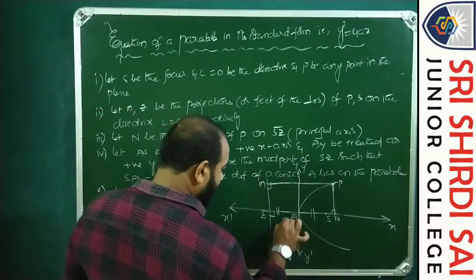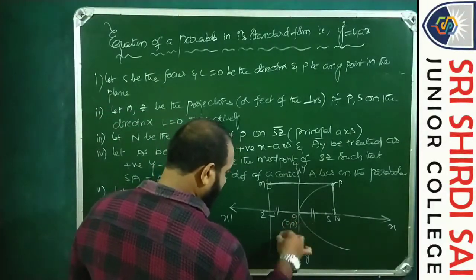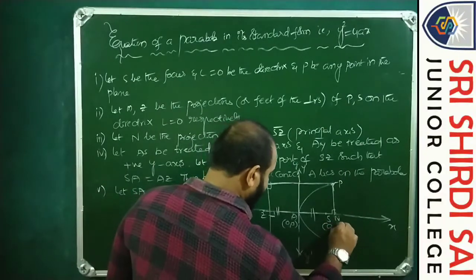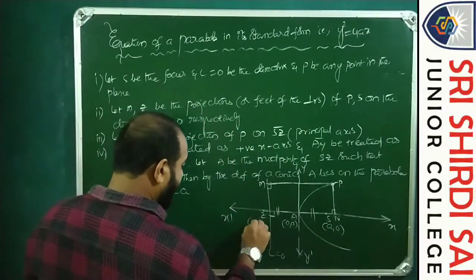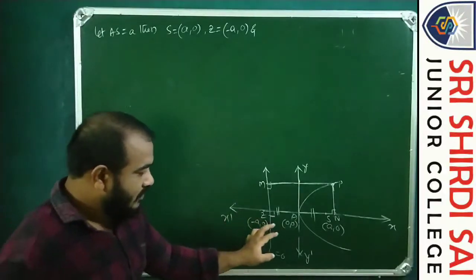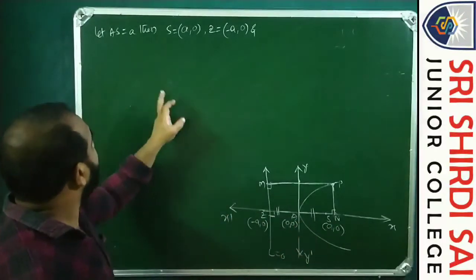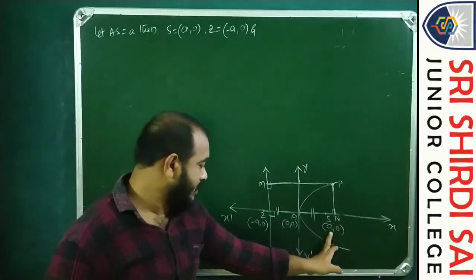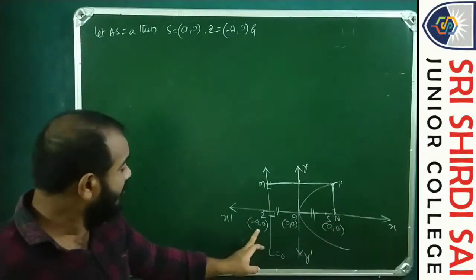So this is the origin (0, 0). This is (a, 0), and this is (minus a, 0). Let AS equal a. Then S is (a, 0) and Z is (minus a, 0).